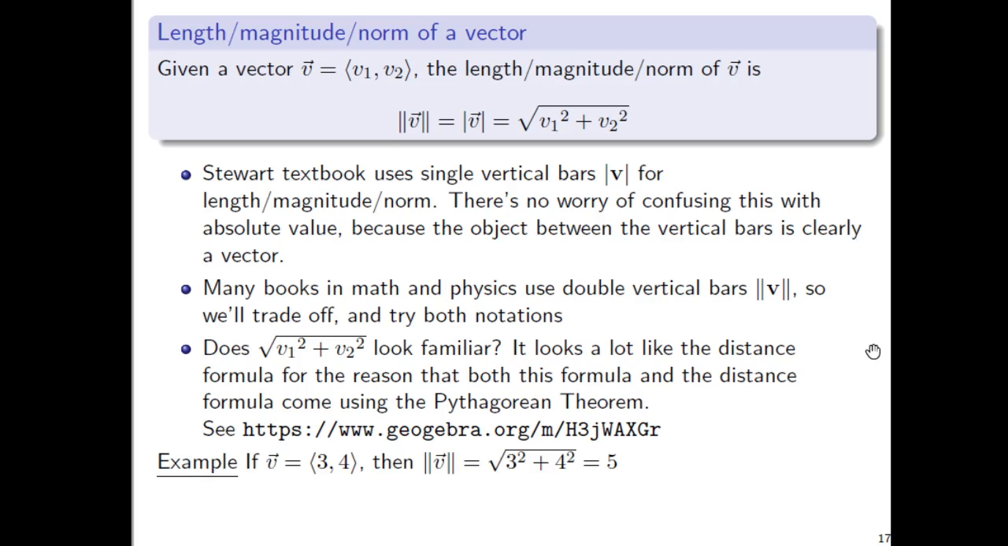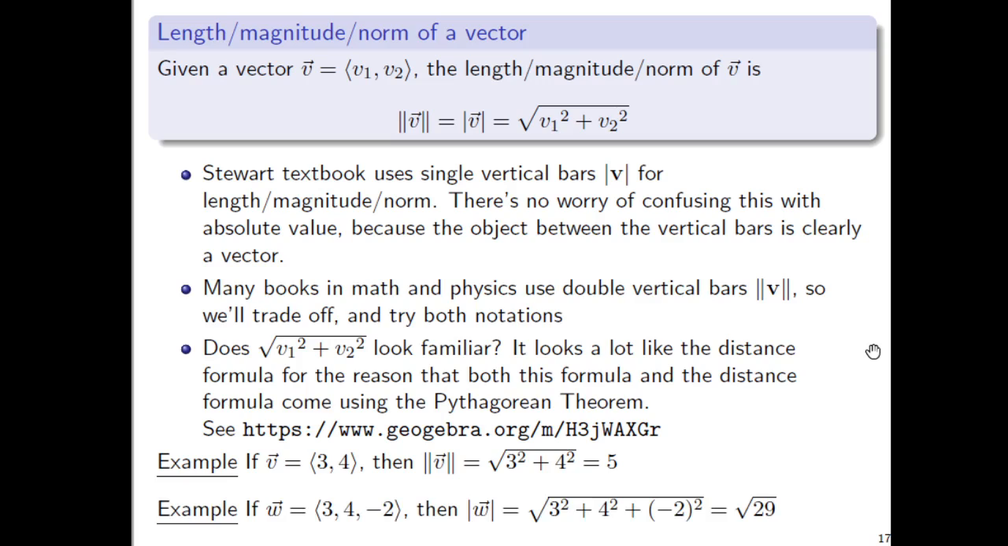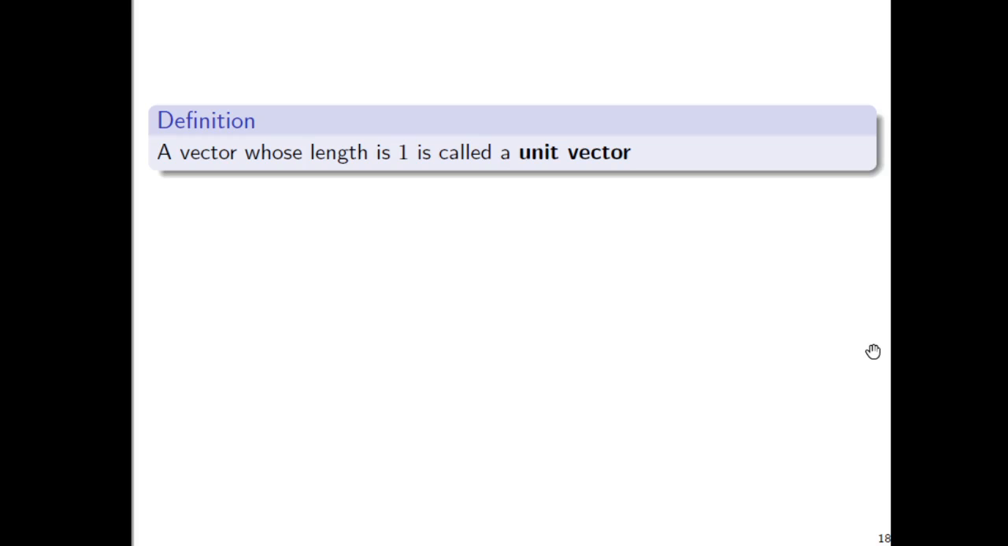Okay, so a small example on the slide. If the vector v has components 3 and 4, then when you compute the magnitude, you should get the number 5. If you have the vector w is 3, 4, negative 2, we haven't gone through all the steps, or I haven't even shown you a complete reason, but it's maybe not surprising that the magnitude formula would include the squaring of the third component as well.